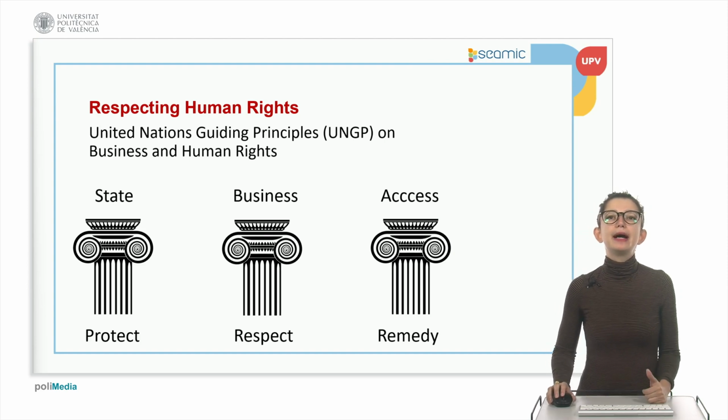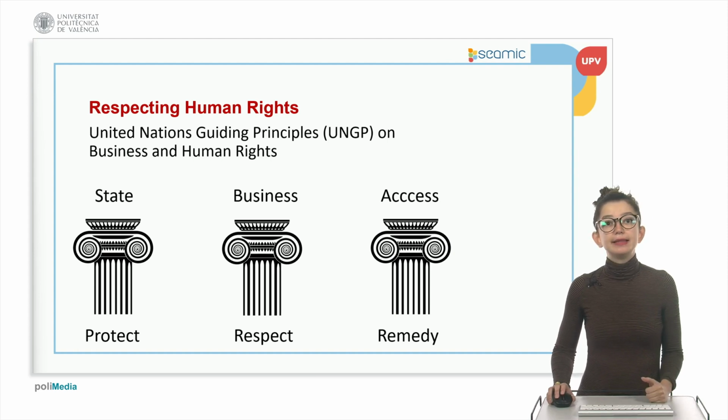Now let's talk about possible ways to prevent human rights violations and some solutions in case such violations have already been committed. Since 2011, we have had a guide from the United Nations specifically designed for states and companies, the United Nations Guiding Principles, UNGP, on business and human rights. This guide has 3 pillars.